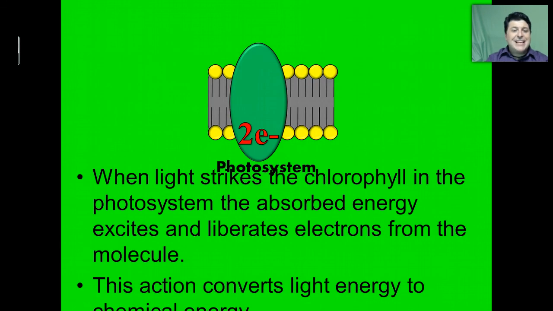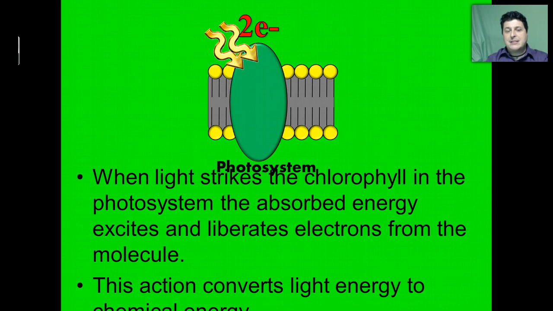So what happens is light is going to strike that photosystem. And there are certain parts of this photosystem molecule which have electrons that can be excited by that light energy. And those electrons are moved to a higher energy state. They move into a different shell as they absorb that energy. And so this action is actually converting the sun's energy into chemical energy.